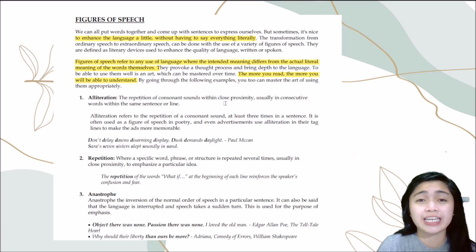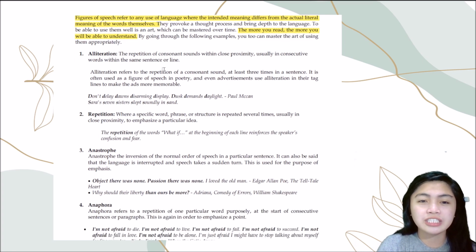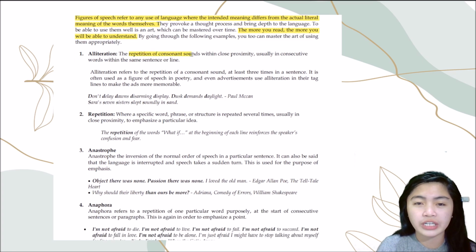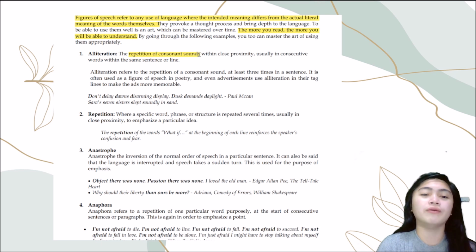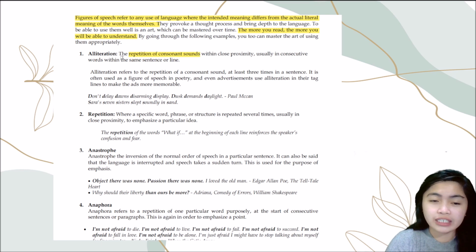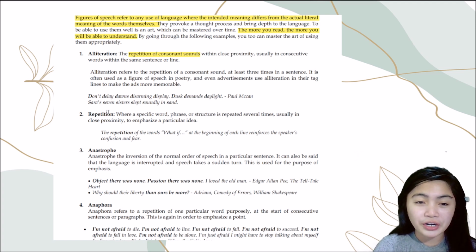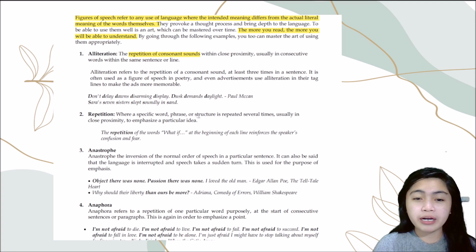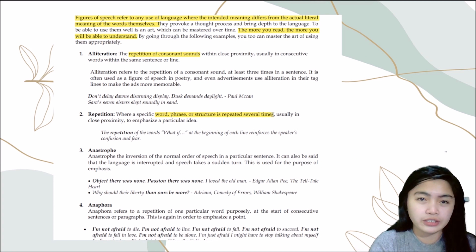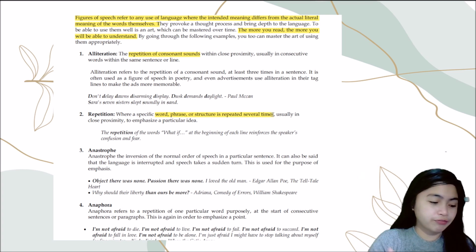So number 1 is alliteration. Alliteration is the repetition of consonant sounds. Now, baka malito kayo, kaya pinagtabi ko na si alliteration and repetition. Okay? So sa repetition, ito naman yung pag-repeat ng word, phrase, structure several times. So, nire-repeat niya yung word. So, dun muna tayo sa alliteration. Tingnan natin yung difference later.